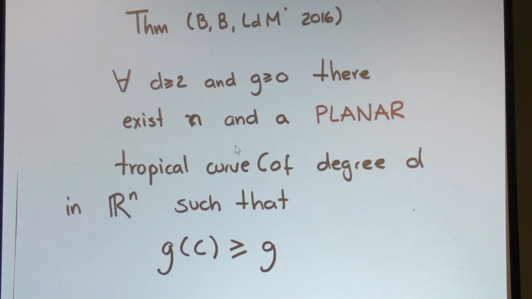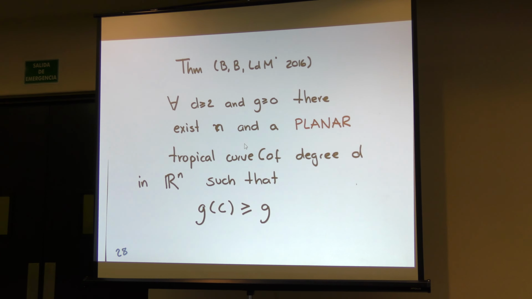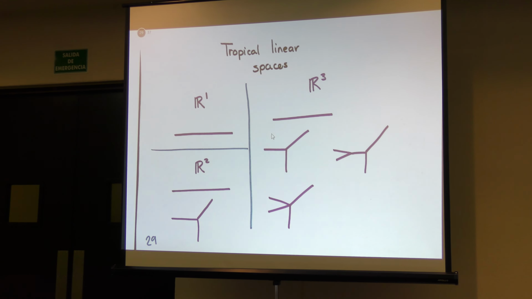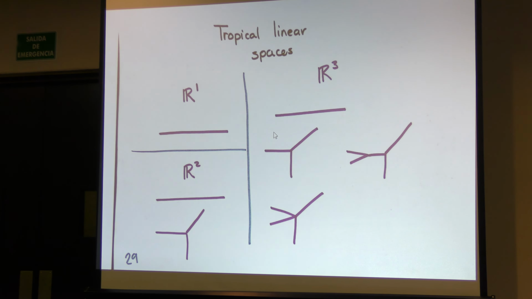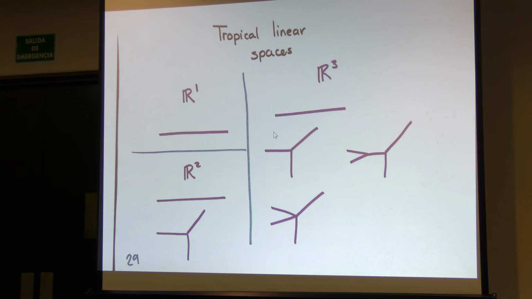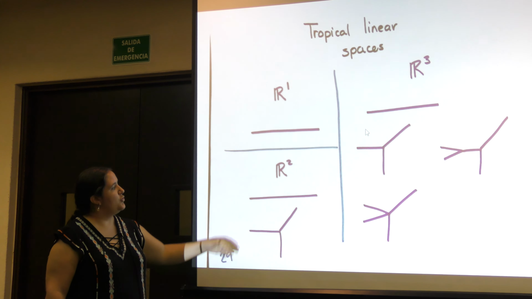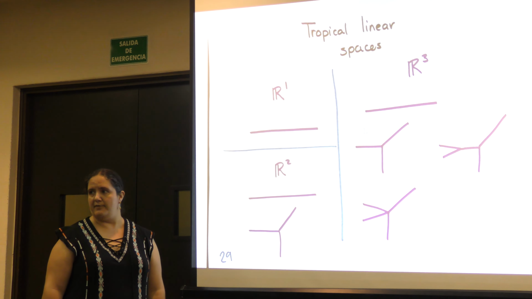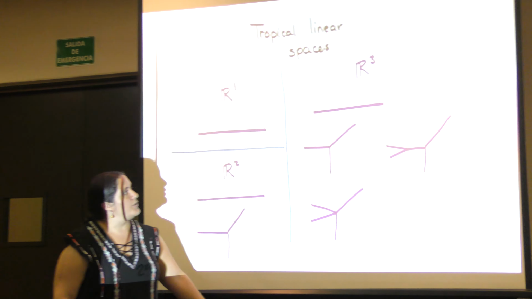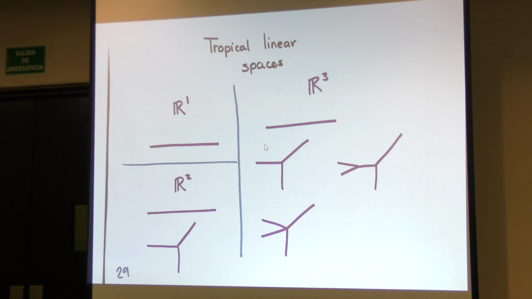So that means that in R2 we have this equality of the bounds, but if I change my tropical plane to be embedded in a higher-dimensional space, the bound is not the same. And this is because tropical linear spaces are very complicated. For example, tropical lines: this is the only possible tropical line in R1. In R2 we have 2 different combinatorial types of lines. And already in R3 we have 4 different types of lines.